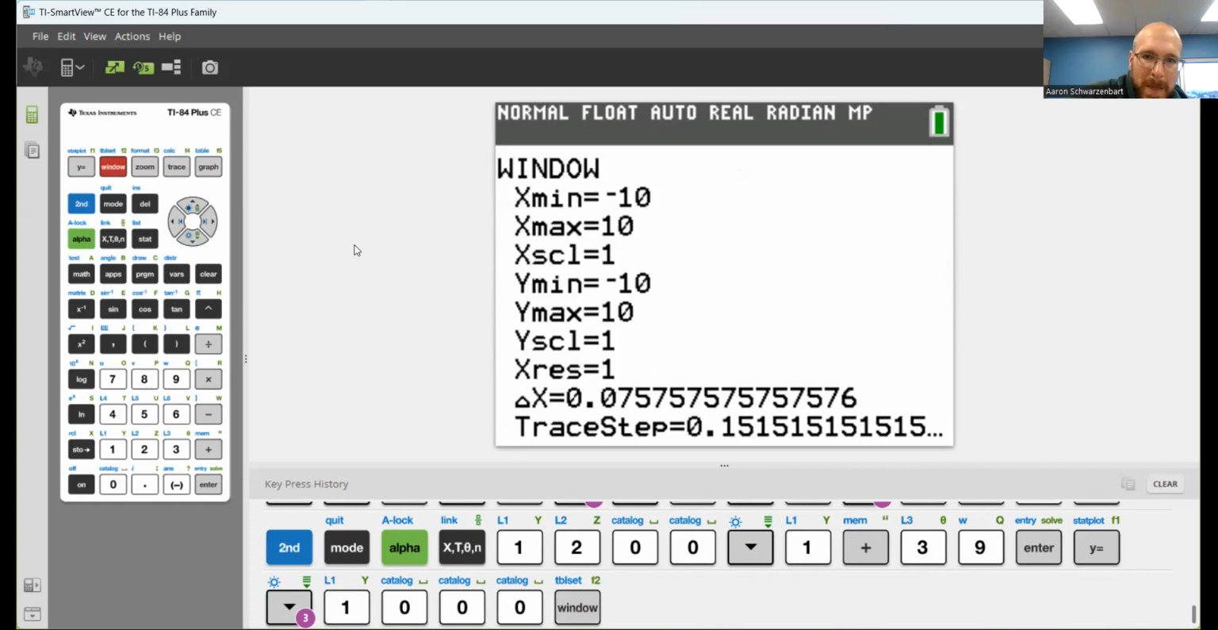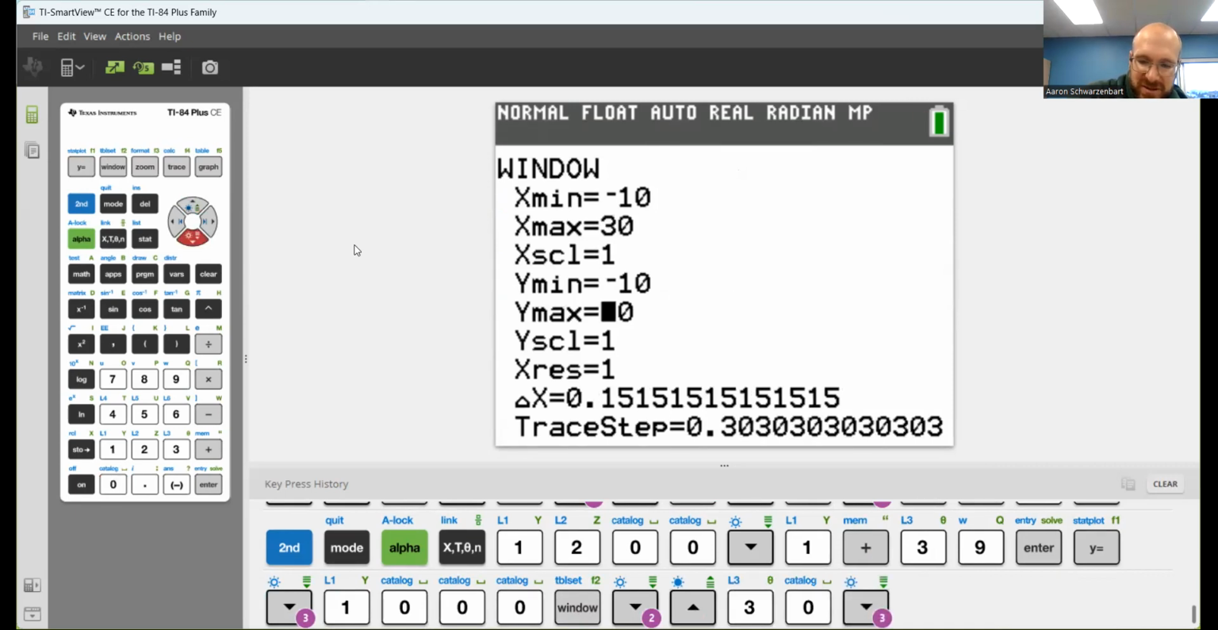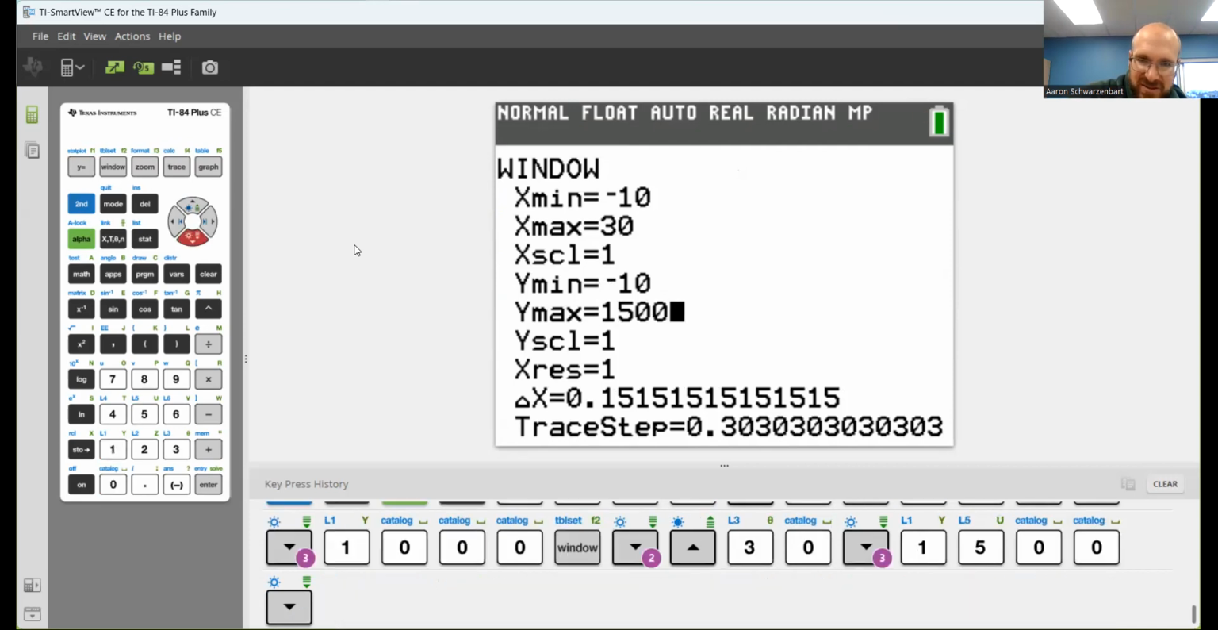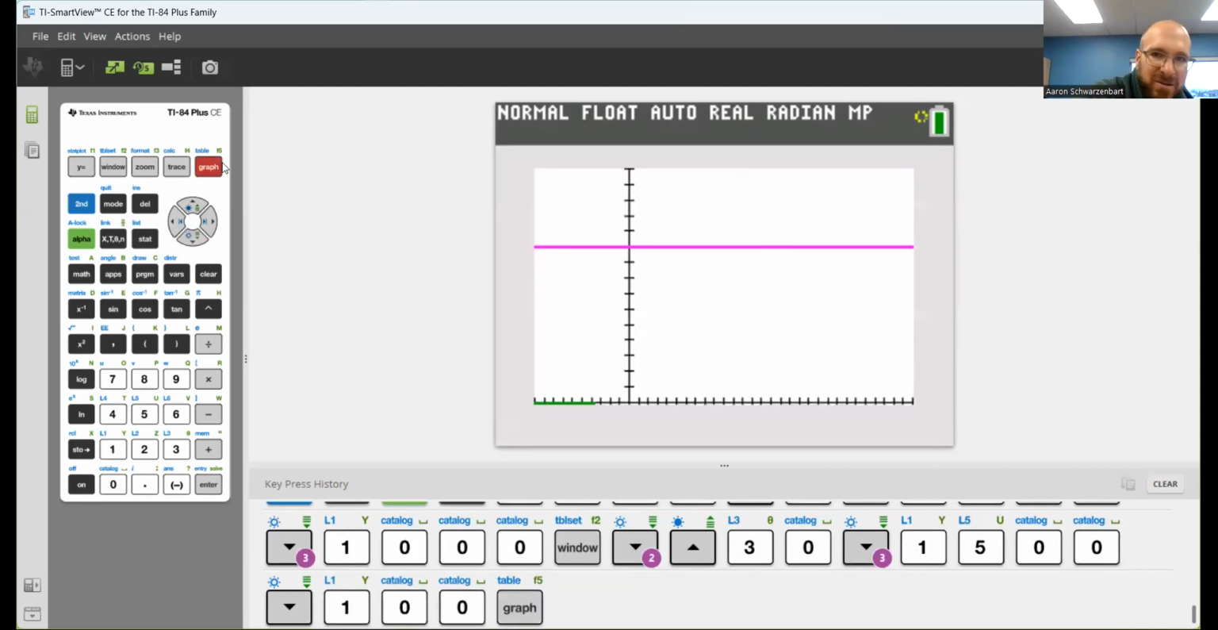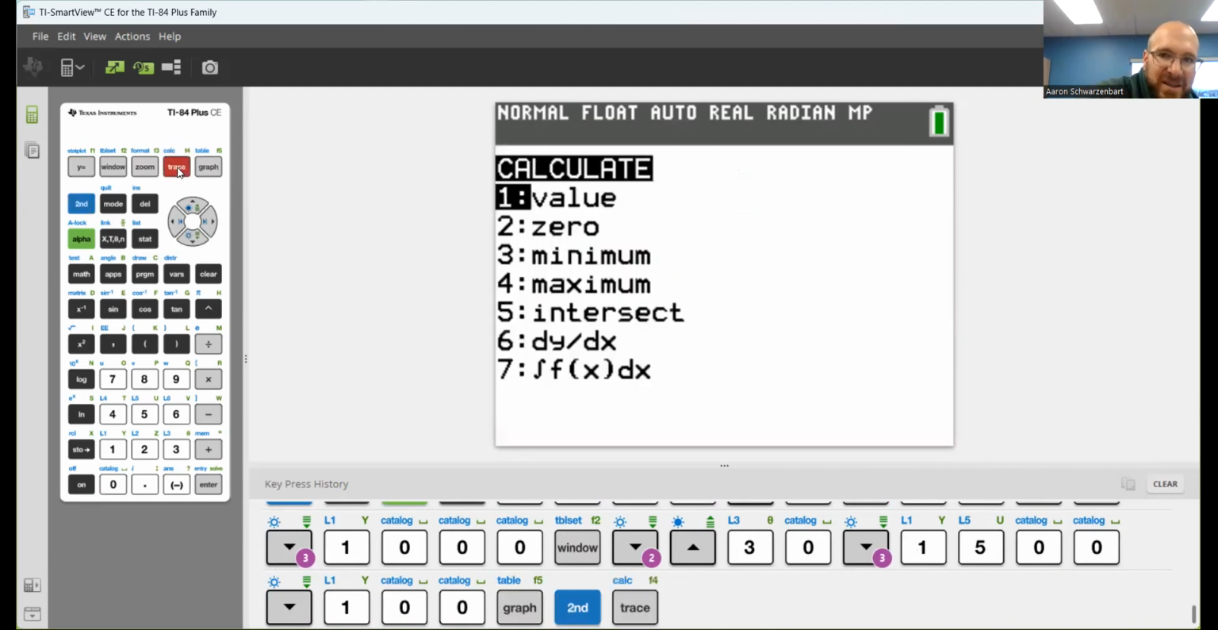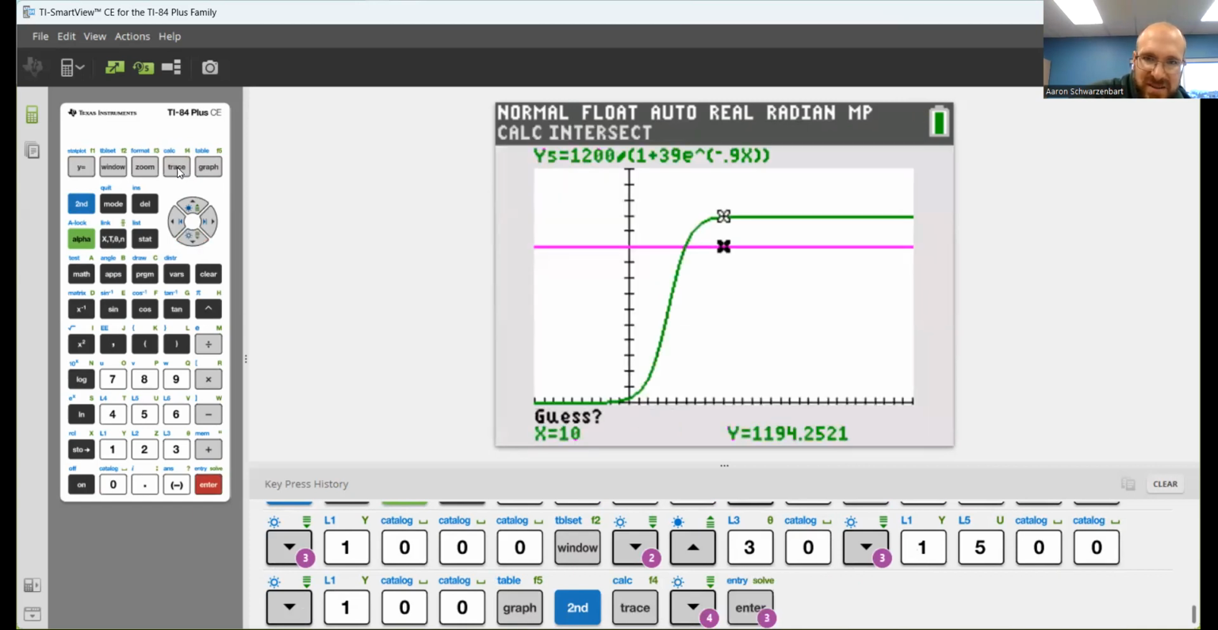Now I've got to adjust my window. I know my upper limit, it might not be more than 10 days, but let's go to 30. I know my upper limit needs to be over 1,200. So let's go 1,500, 100 for my window. I can look at it and find the intersect. I don't care that much because there's only one intersection here, 5.85. So within 6 days, 1,000 people will have heard this rumor. Looks like there's only 1,200 kids in the school, so that's probably why that's the max. Okay, that is section 3.2.